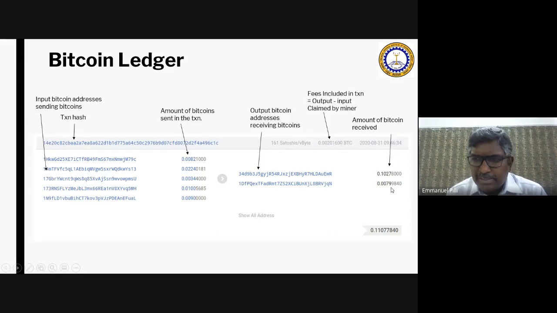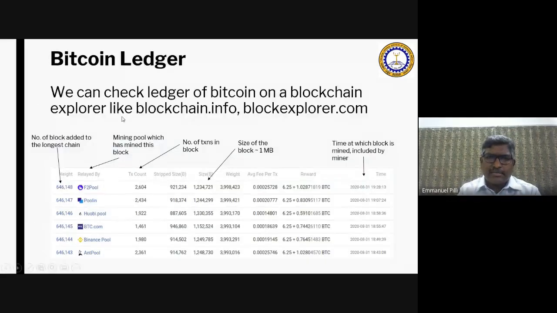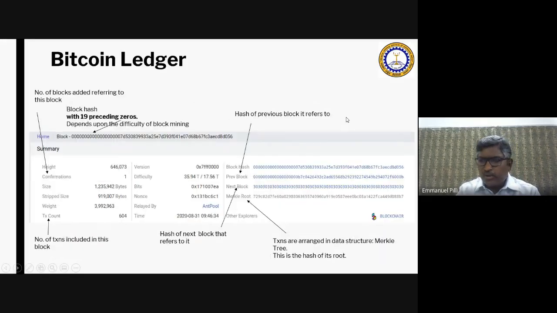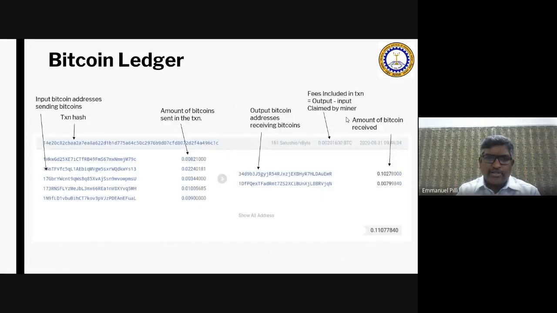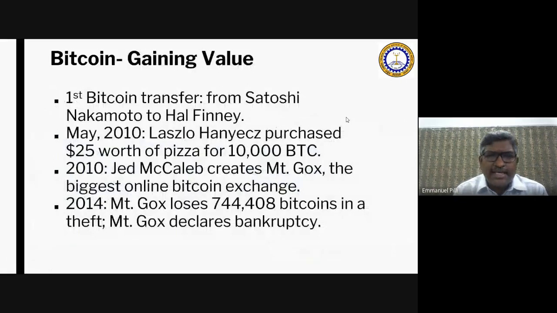So the amount of bitcoins received when this block is created. So these bitcoins were created. That is how a ledger looks. You can go to websites like blockchain.info and blockexplorer.com and quickly look at these changes. So that is something you can look at. So Bitcoin is gaining value.